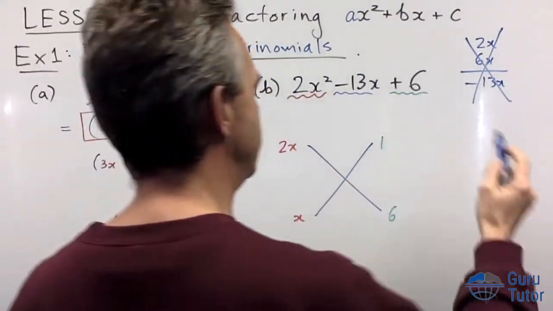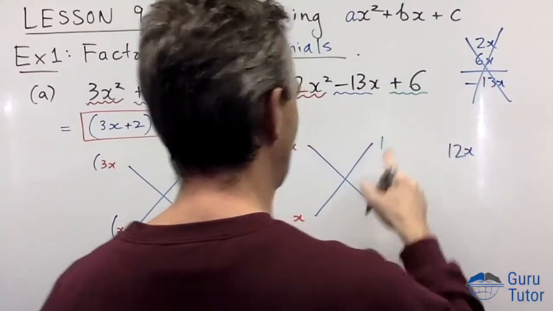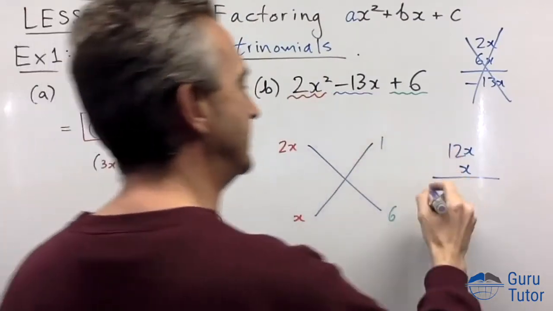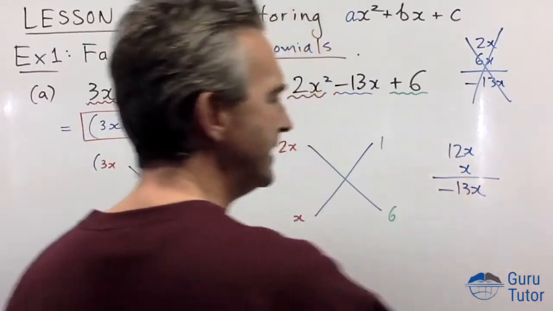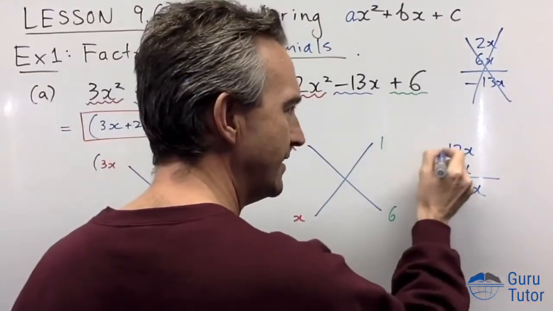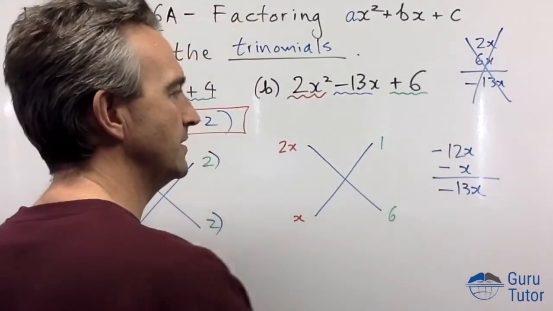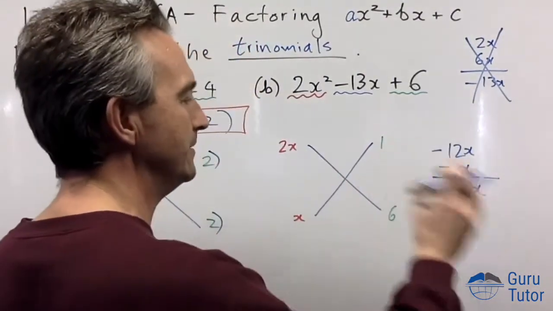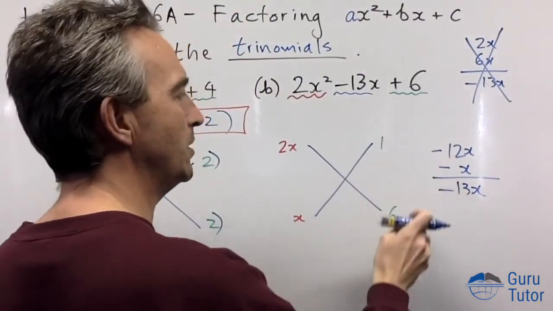2x times 6 is 12x. 1 times x is 1x. Can these ever be added to give negative 13x? Yes, that will work if this and this are both negatives. So let's backtrack here into our cross product and work the minuses in as well.